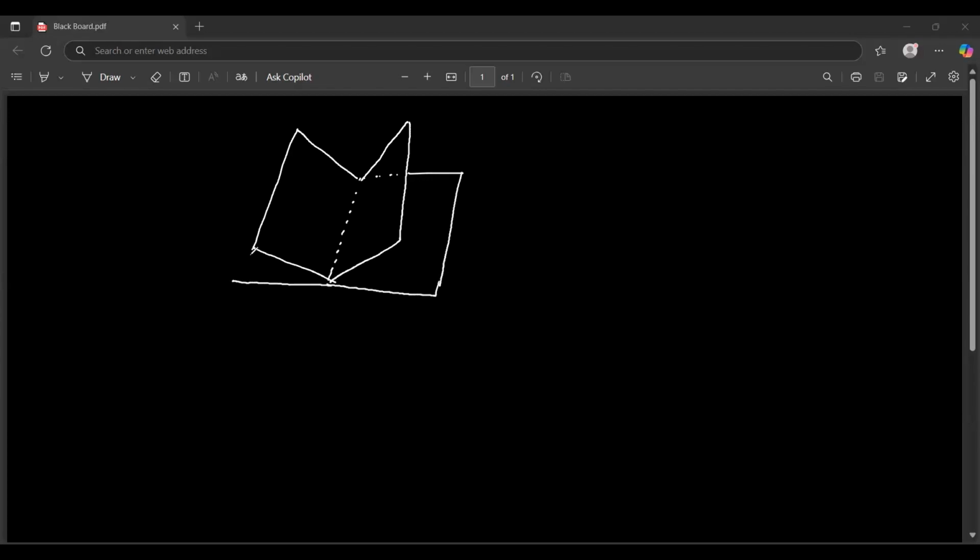Think of an open book. The cover is the third plane. This is a single page or a set of pages. Set one of pages, and this is set two of pages. They have the middle line as an intersection. Won't you agree with me? I'm not drawing the downside because it will confuse you.